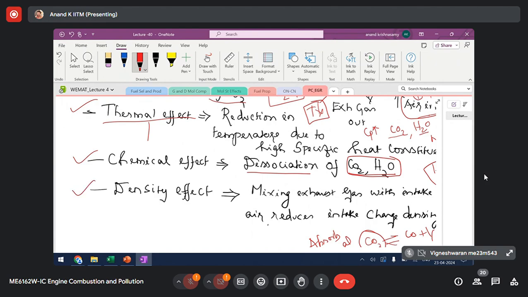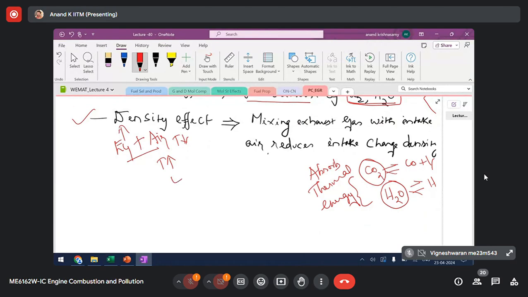The last one is the density effect, wherein we mix exhaust gas at a higher temperature. So you know exhaust gas is at a higher temperature. If you mix it with incoming air, which is at a lower temperature, what will happen to the mixture temperature? It's going to be high. When mixture temperature is high, what will happen to density? It will drop. You can use a simple equation of state, rho equals P over RT, right? When T is high, rho will be less, okay? So density will drop.